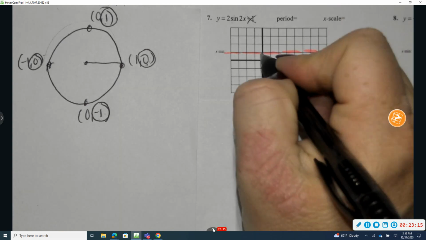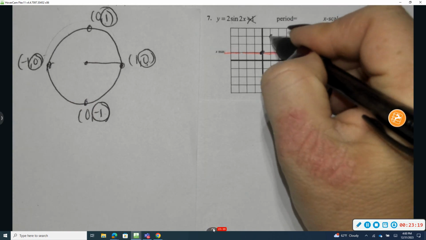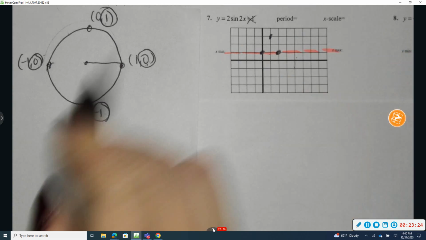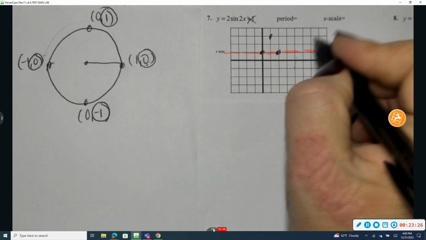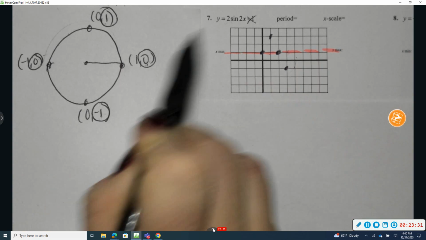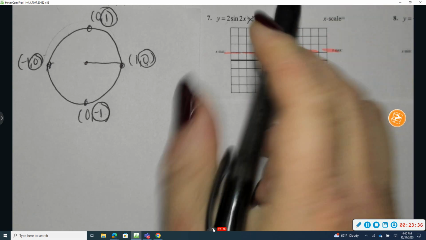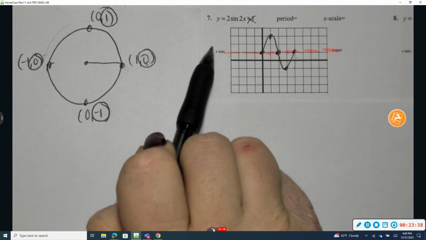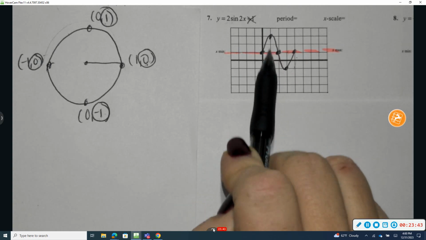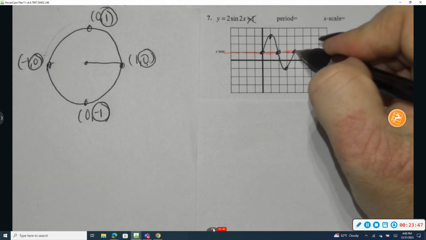0 times 2 is 0. 1 times 2 is 2. 0 times 2 is 0. Step 3, negative 1 times 2 is negative 2. And step 4, to complete the first cycle, 0 times 2 is 0. This is one cycle. I've shifted it up 1, that's our new midline. And now the amplitude is 2. The distance from the highest or the lowest point from the midline is a distance of 2. Let's continue with cycles to the right and to the left.